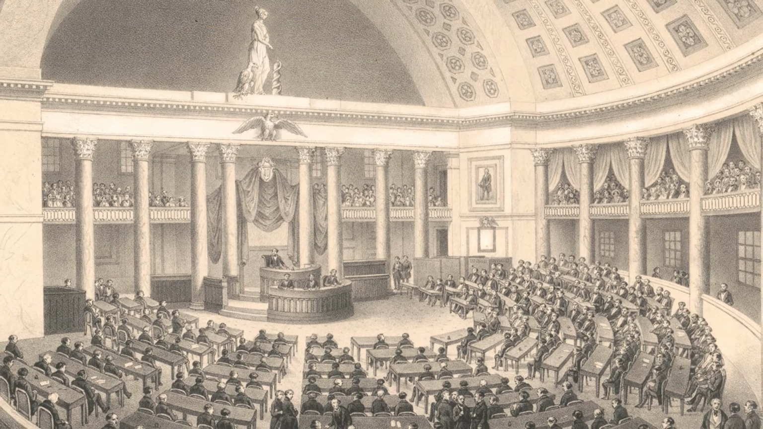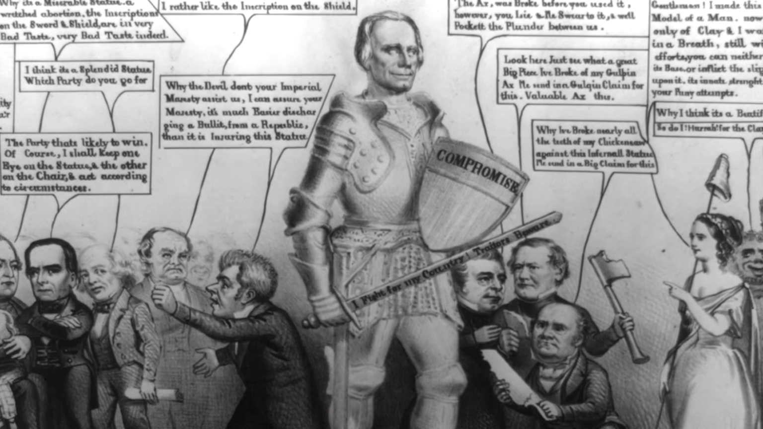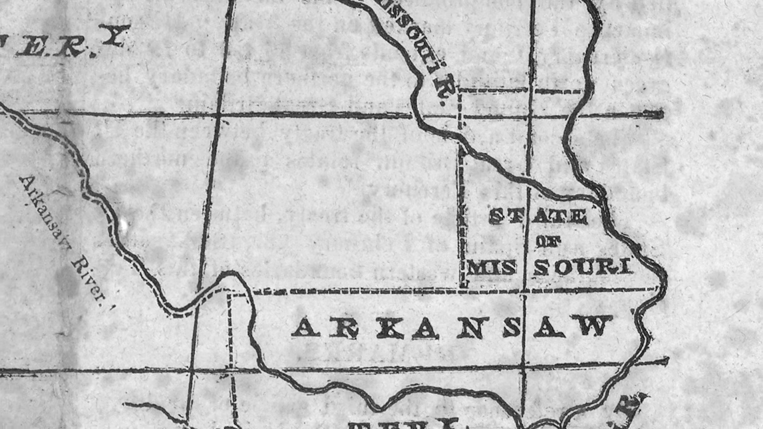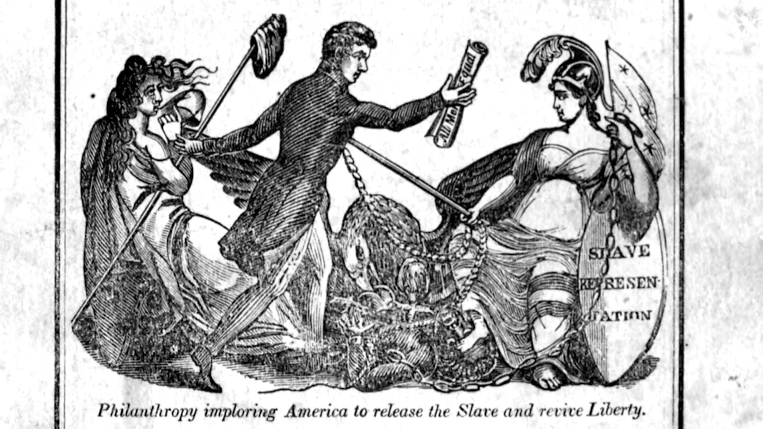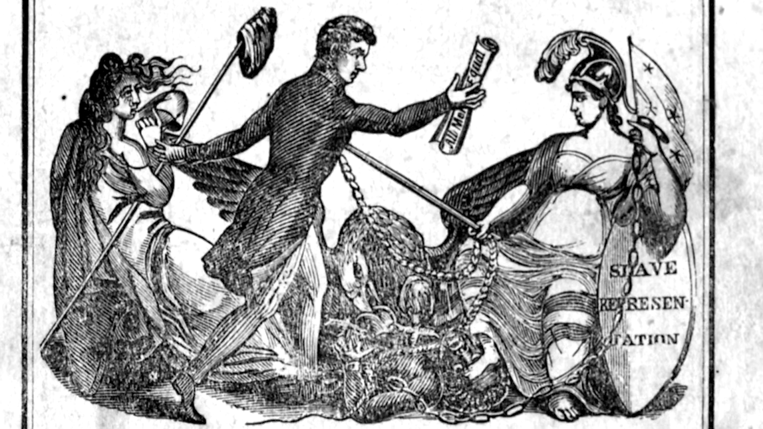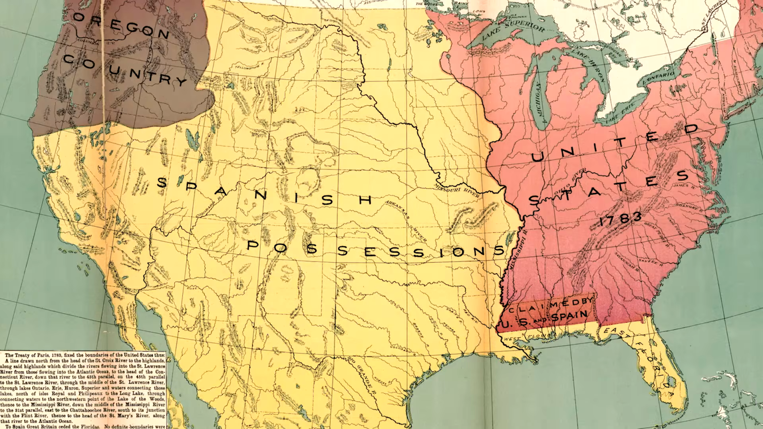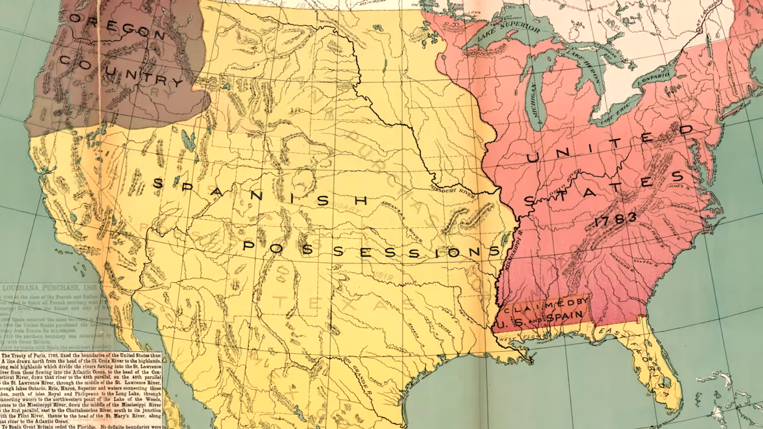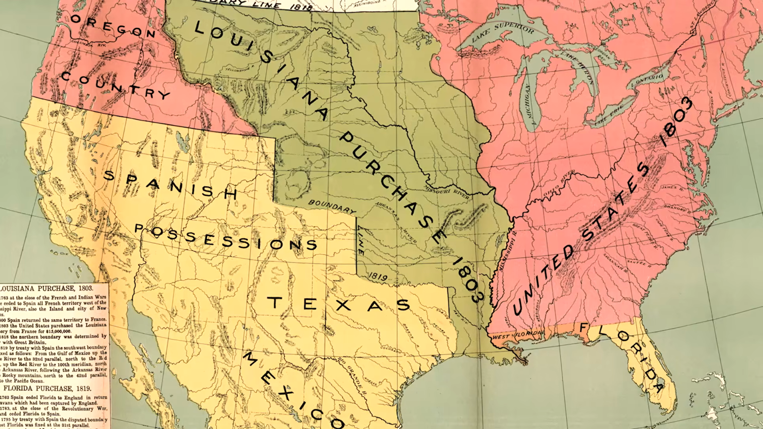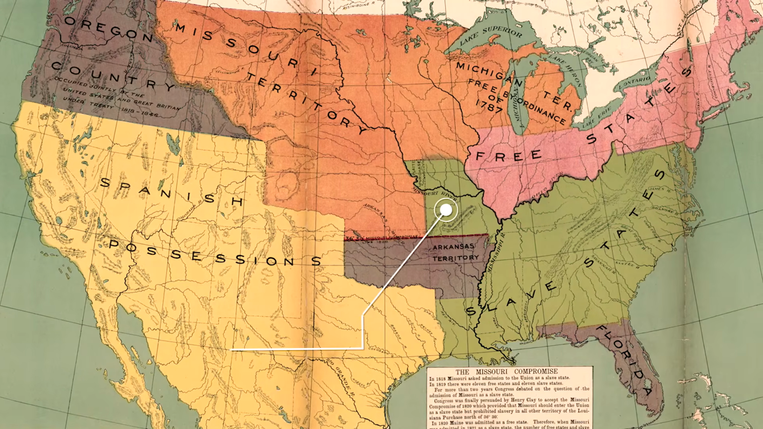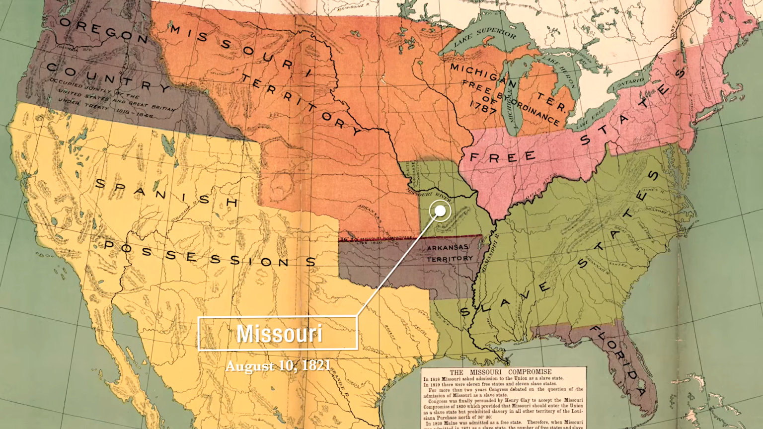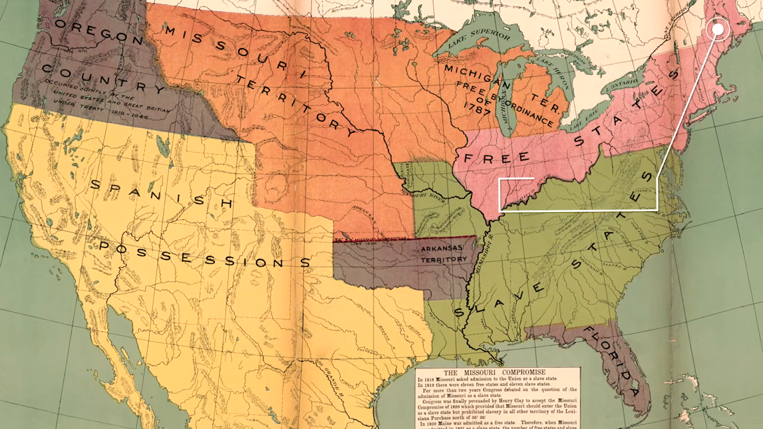For example, this is the room where they passed the Missouri Compromise in 1820. The territory of Missouri wanted to enter the Union as a state that permitted slavery, but if they did, then there would have been more slave states than free states in the Union, and pro-slavery states would have had a majority in the Senate, something that the free states wouldn't support. So, they compromised. Missouri was admitted as a slave state, and Maine a free state.